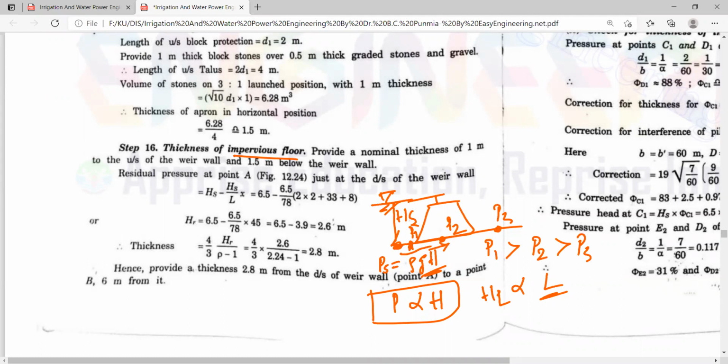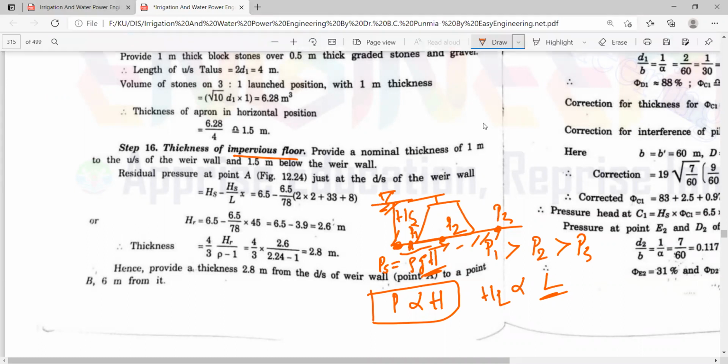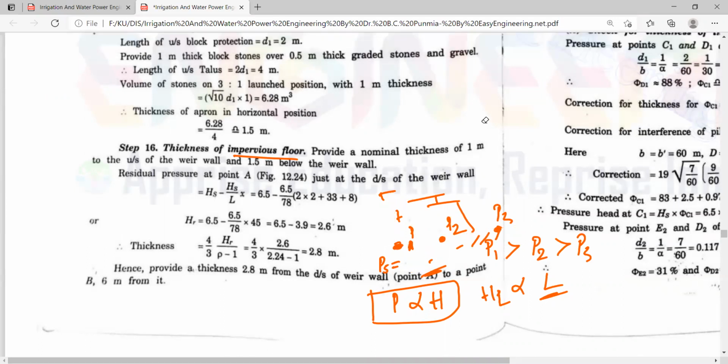Loss of head will be there, so energy is going to be lost, head is going to be lost. By considering that concept, we need to calculate the seepage pressure at various levels.